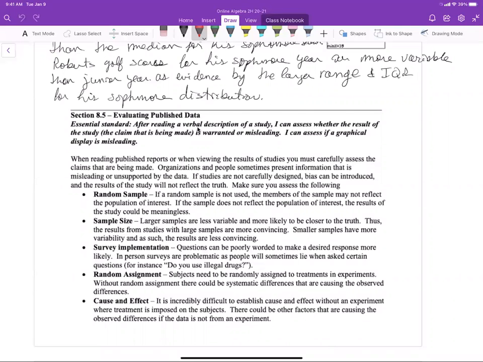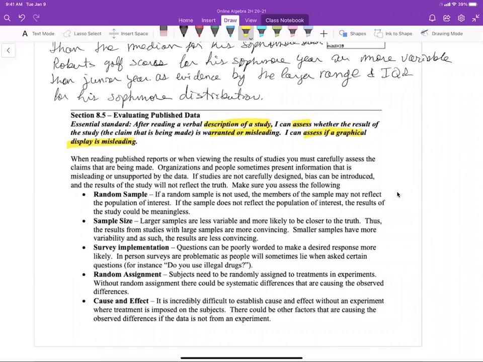All right, this is lesson 8.5, evaluating published data. The essential standard: after reading a verbal description of a study, I can assess whether the results of the study, the claim that they're making, is warranted or misleading. And I can assess if graphical display of data is misleading.